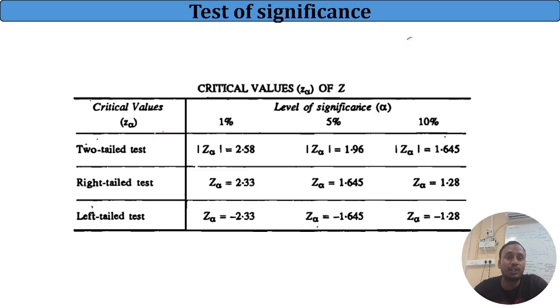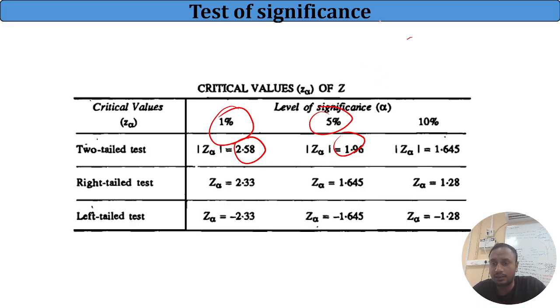So for the two tail test, when the level of significance is 1%, Z alpha by 2 becomes 0.005, so 2.58. If it is 5%, Z alpha by 2 becomes 1.96. Sometimes we have to remember these values, but sometimes they will give the table also. Till now we have discussed all the things and introduced hypothesis testing also.